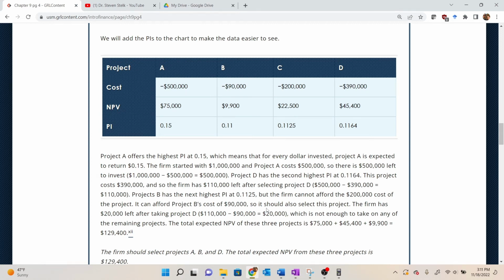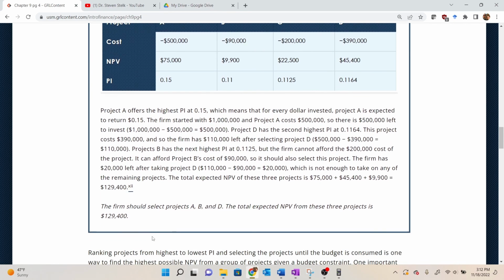All right, so we're done at that point. We've used up the capital that we can with the projects that are available. We've selected the highest possible profitability index projects based on the budget. And so to find the total expected NPV of those three projects, we just add up the NPV of the ones we accepted, which were Project A at $75,000, then Project D at $45,400, and then finally Project B at $9,900. And if we add those three together, we'll get a total net present value generated of $129,400. And so that's the answer to this question.